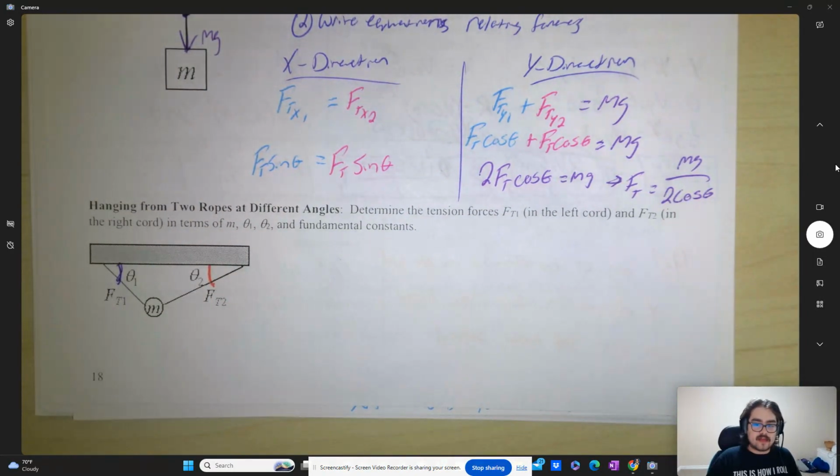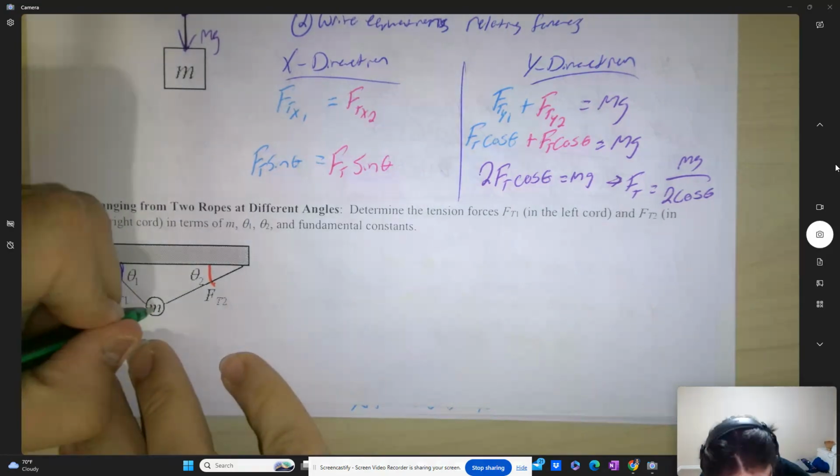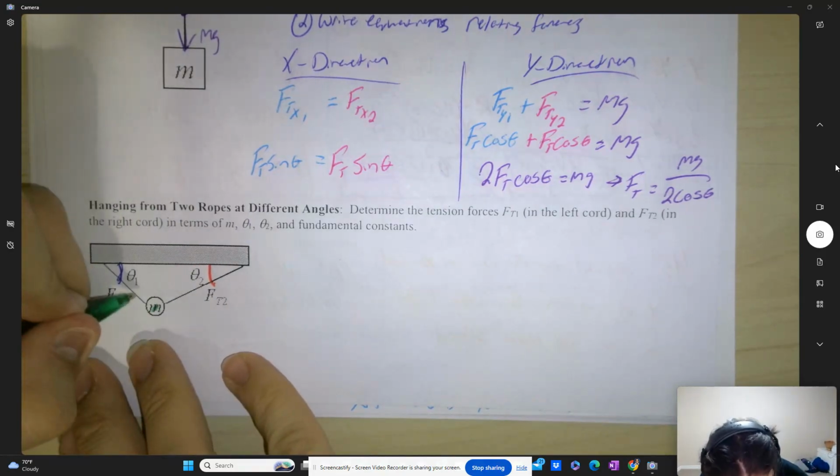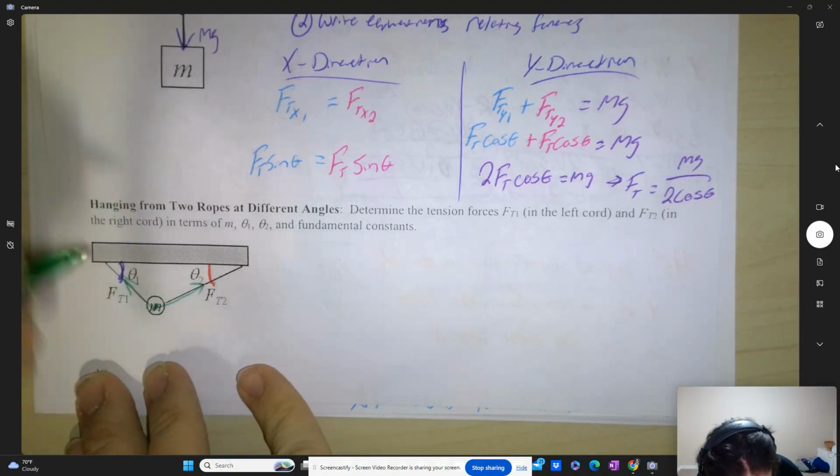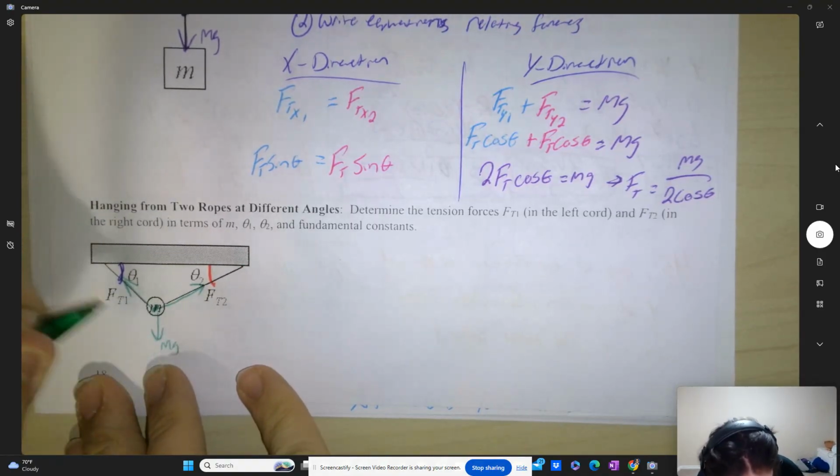Those are the angles that we're looking at, okay. You notice that theta 2 looks like to be a larger angle, right? Let me draw my forces acting on the mass real quick. We've got ft1 going up this way, ft2 going up this way. We've got mg going down, right?